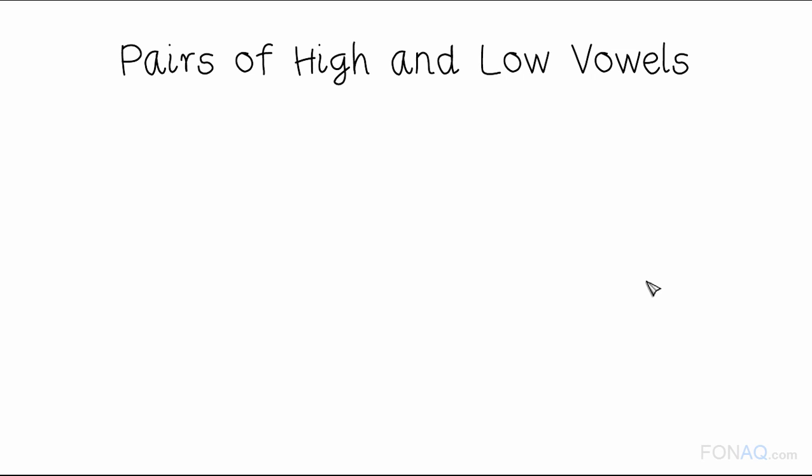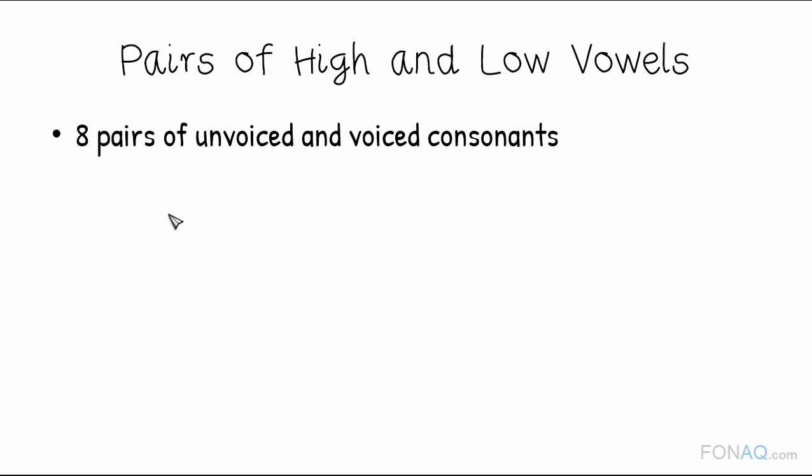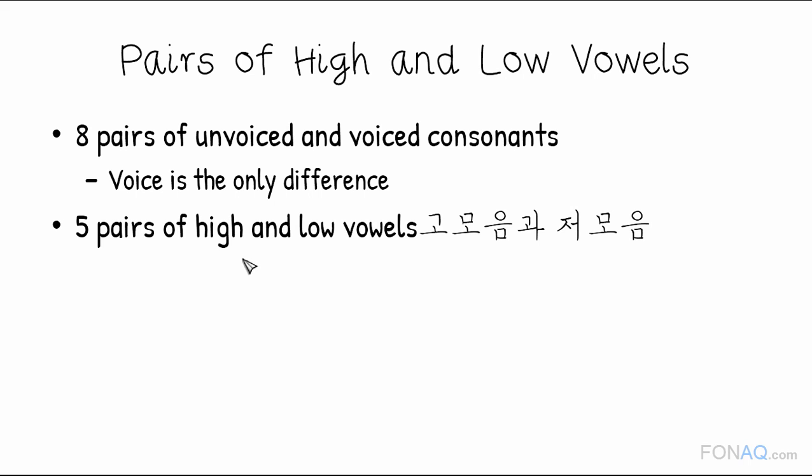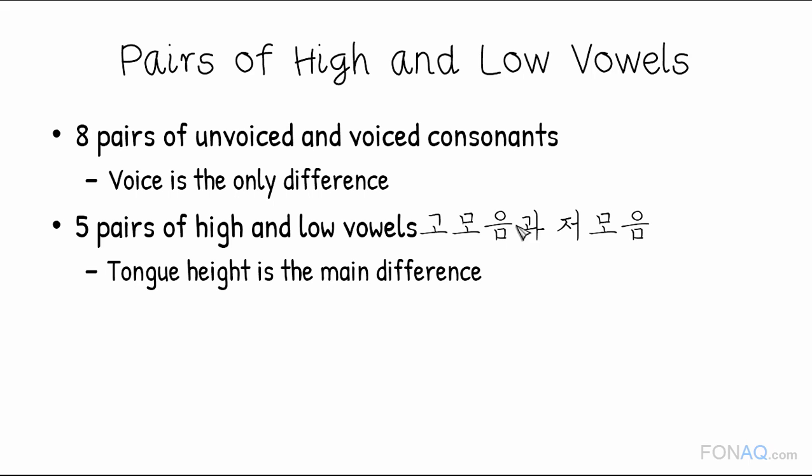In Lesson 3, we said we can organize many English consonants based on whether they are produced with voice or not. We showed you 8 such pairs of unvoiced and voiced consonants. Between each pair, voice was the only difference. How about vowels? We've grouped vowels into 5 pairs of high vowels and low vowels, where tongue height is the main difference.